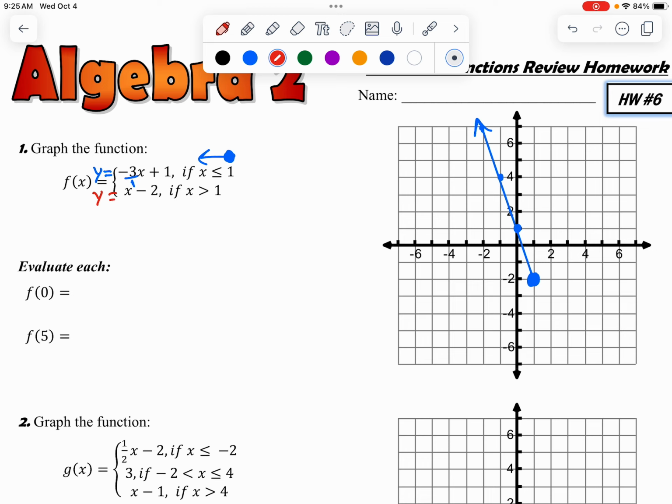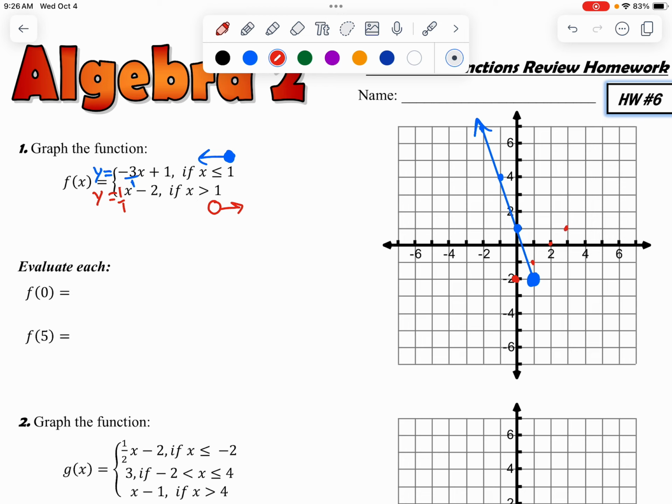Y is equal to x minus 2 if x is greater than 1. So x greater than 1, that means at 1 I'm going to have an open circle, and greater than is to the right. So let me get all the points that I'm going to be using for this second equation. I'm going to do this one in red. The y-intercept is negative 2, and I would suggest using light dots because we know we're going to erase some of these dots. Now the slope of this line is 1, which means 1 over 1. So I'm going to go up 1 to the right 1.